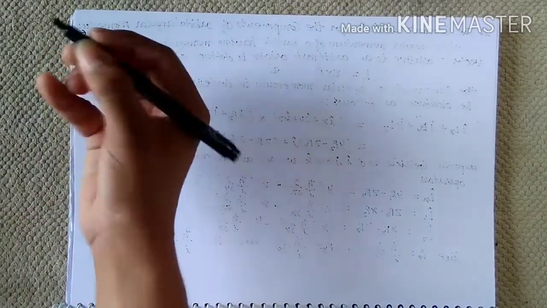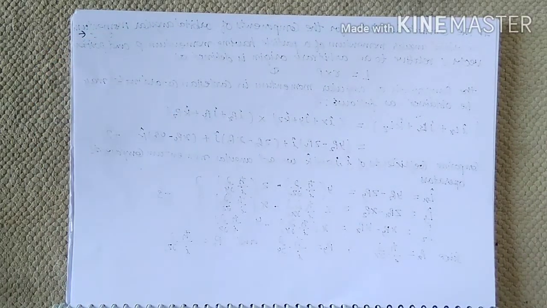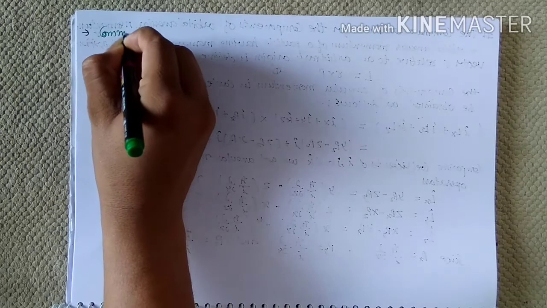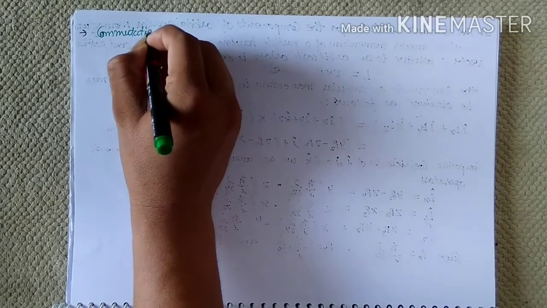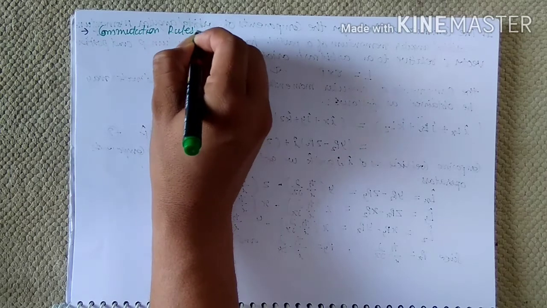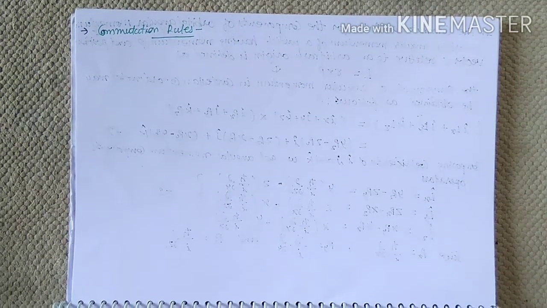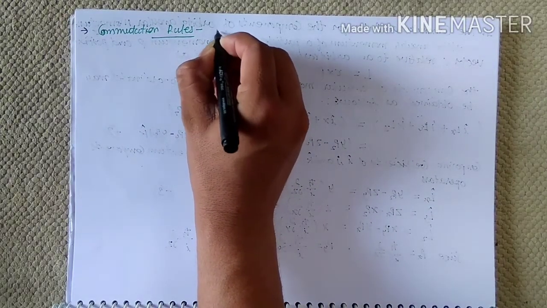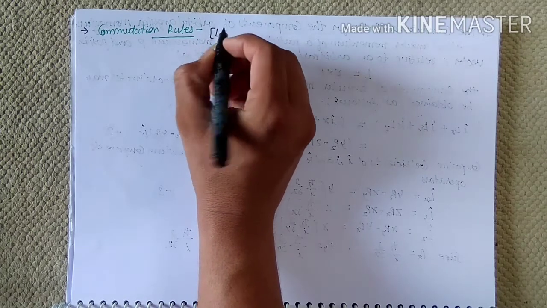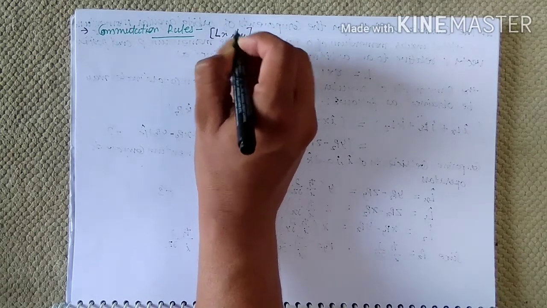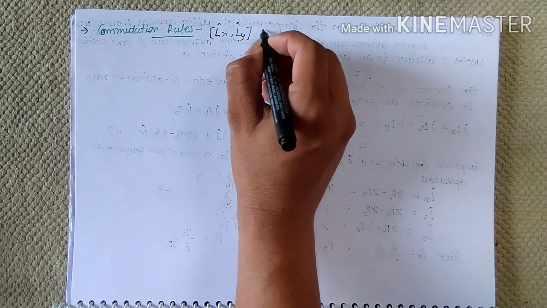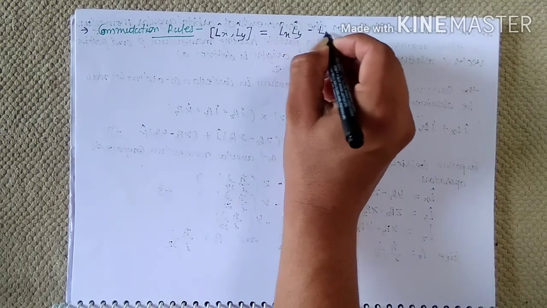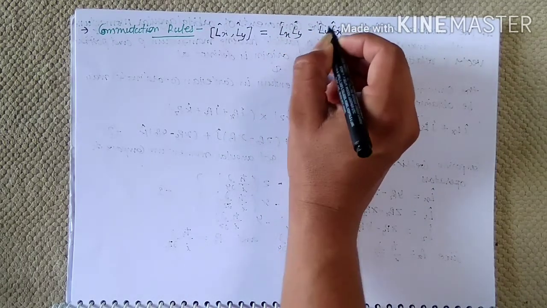Now the commutation rule. The commutator of Lx and Ly is equal to Lx Ly minus Ly Lx.